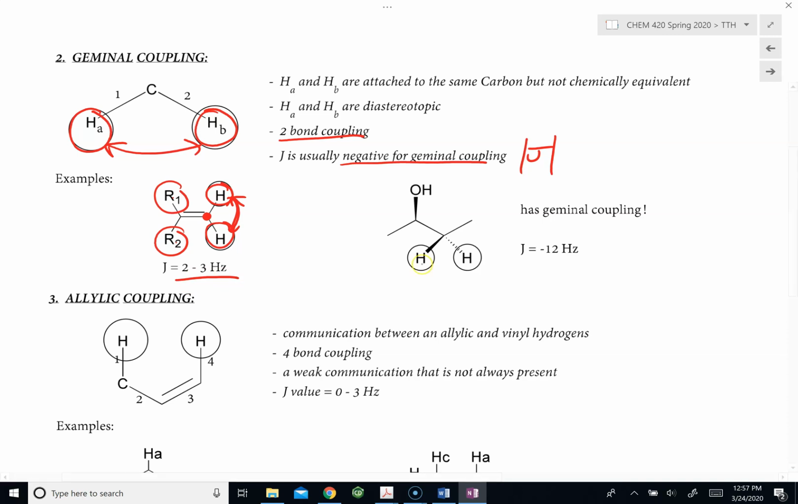And in another example, these two hydrogens on this molecule right here are communicating through the geminal coupling as well. And the reason is that these two hydrogens right here are not chemically similar. This hydrogen is much closer to this hydroxy group, whereas the hydrogen over here is further away from the hydroxy group. So they are not chemically similar, and therefore they will communicate with each other. And in this case right here, the J value is negative 12 Hz. So that's how we will be able to recognize the geminal coupling.